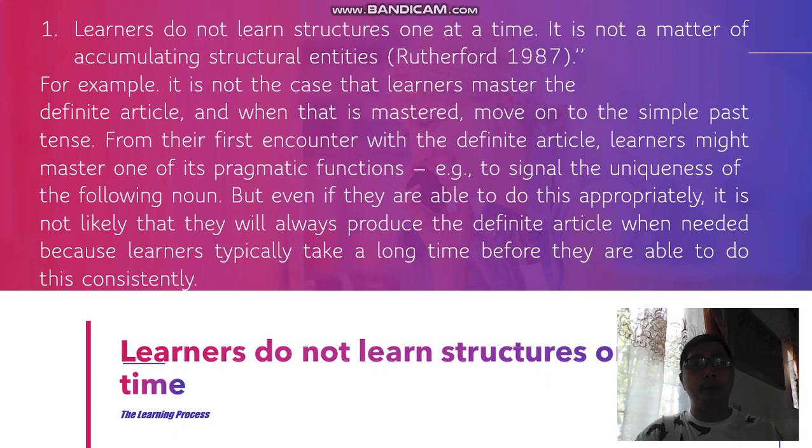to the discussion of verbs. From their first encounter with a definite article, learners might master one of its pragmatic functions, for example, to signal the uniqueness of the following noun. But even if they are able to do this appropriately, it is not likely that they will always produce the definite article when needed, because learners typically take a long time before they are able to do this consistently. It would take them time before they would be able to master a particular grammar rule. So take note of it.